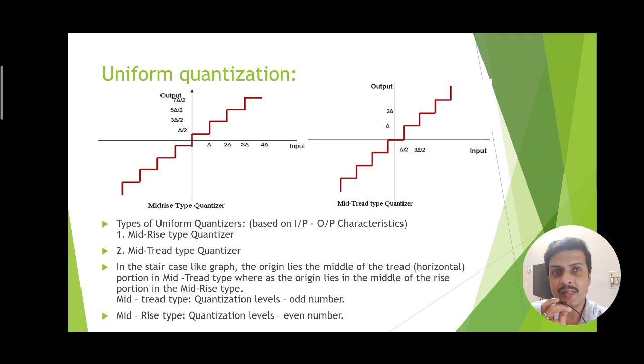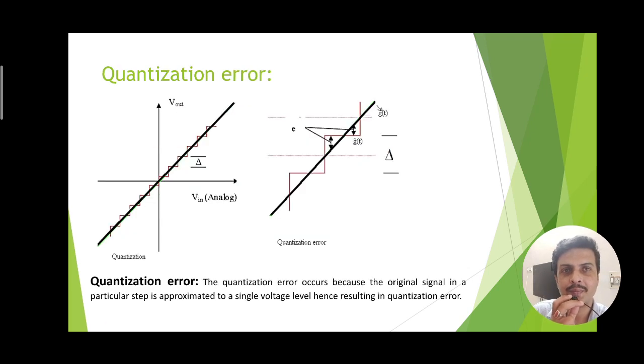And why is it uniform? Because the height of the corresponding staircase waveform is fixed. It is not varying. Here it is taken as 3 delta by 2 minus delta by 2, that means it is delta only. So delta is the height of the staircase, that is the smallest height, known as the step size of the quantized waveform. This is known as quantization error. As we know, the staircase waveform is known as the quantized signal.